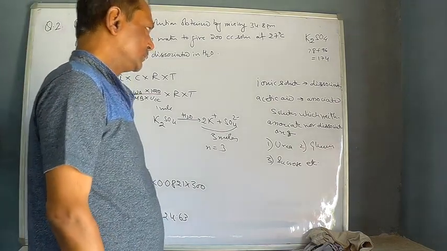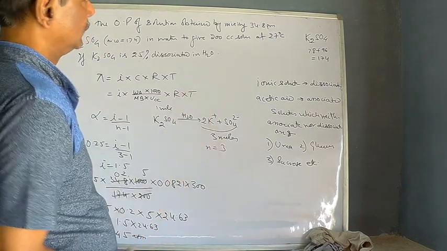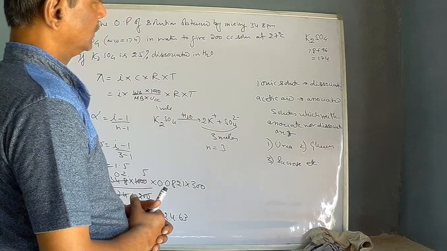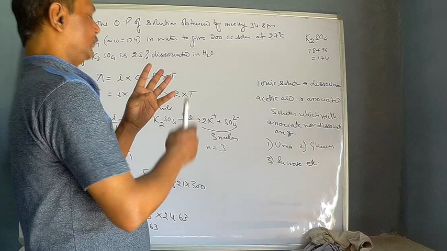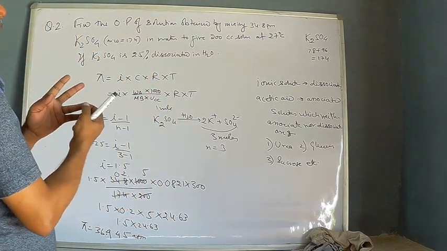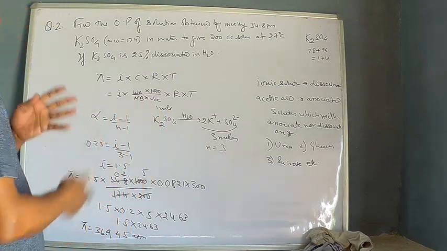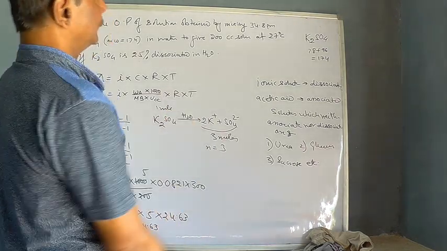So class, as I already told you, in solution we will be discussing three topics. First topic was Raoult's law for solution of two volatile liquids. Second topic was colligative properties. In colligative properties we got four: relative lowering of vapor pressure, elevation in boiling point, depression in freezing point, and osmotic pressure. And then we studied van't Hoff factor, and that completes my colligative properties.